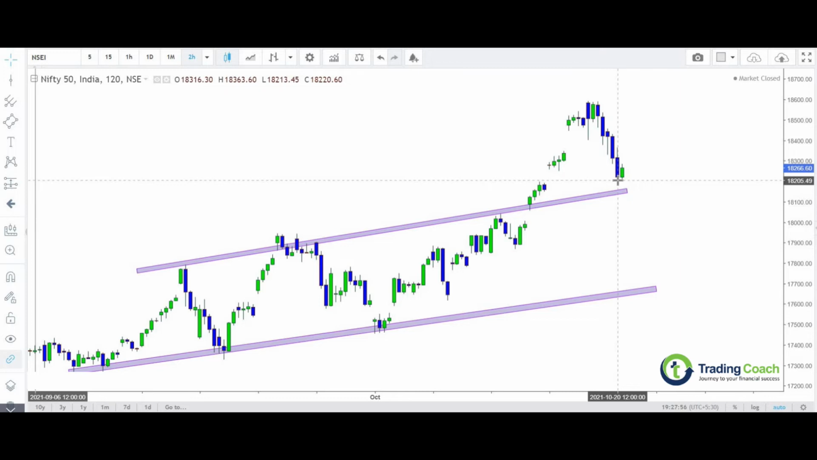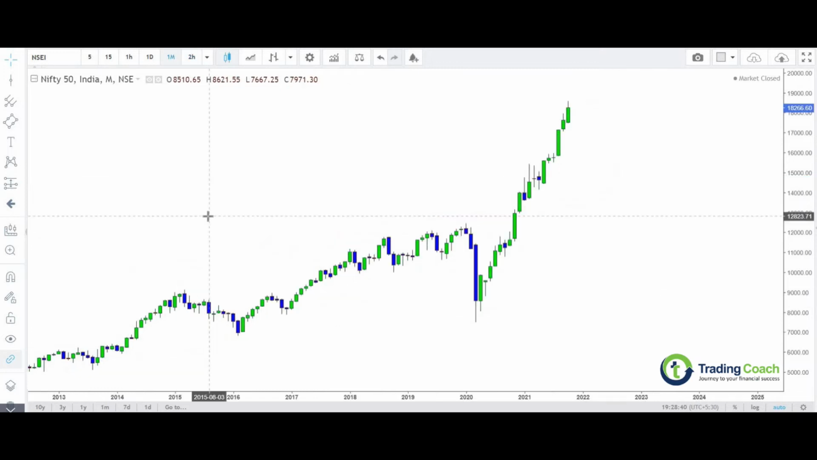It has not created any correction or any pullback so far since the month of April 2020. For the last 1.5 years we haven't seen any typical pullbacks on the 1 month chart. So let me show you how that price action looks. Let me quickly show you the 1 month chart of Nifty 50. Take a look at this.